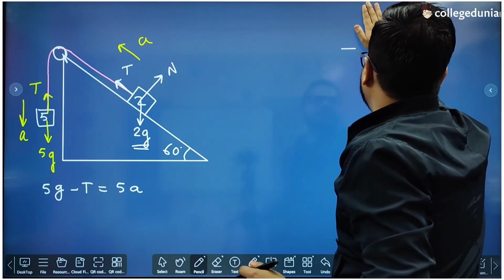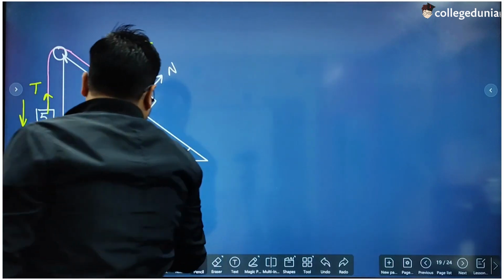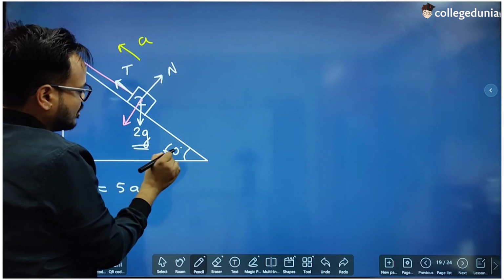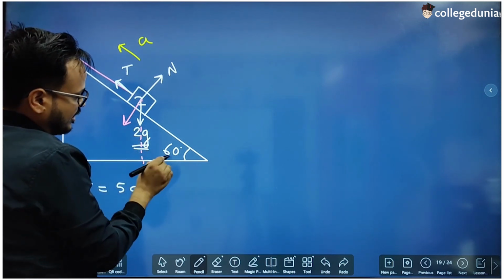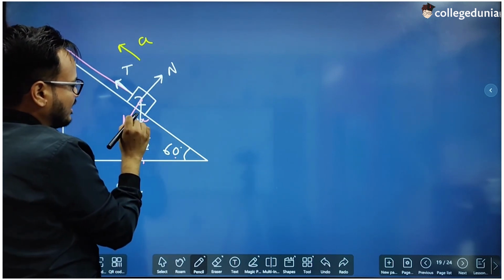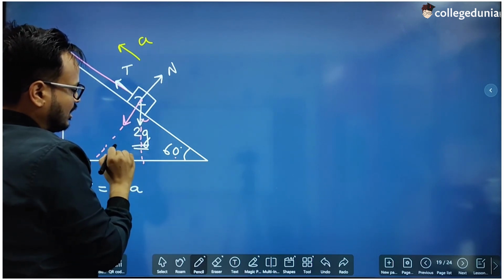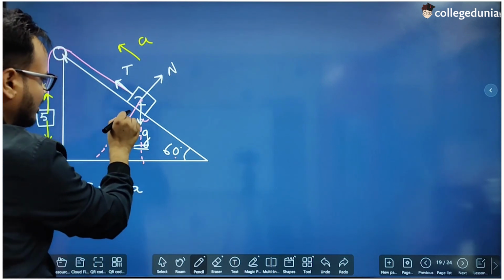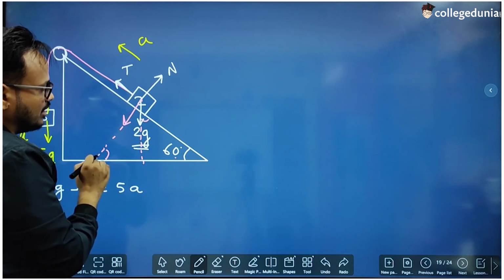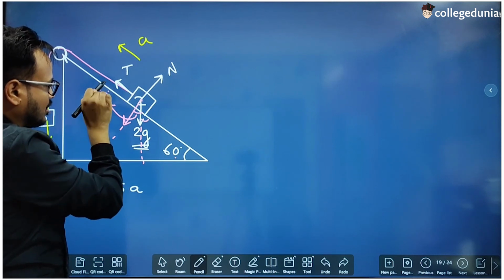Now let's take the components of 2g. This component is what? Students, complete this line. If this is 60, then obviously this angle is 30. And if this angle is 30, in this right angle triangle, if this angle is 30 and if this is 60, this is 90, then this is 30, right? And if this is 30, then this is going to be 60. Got it?